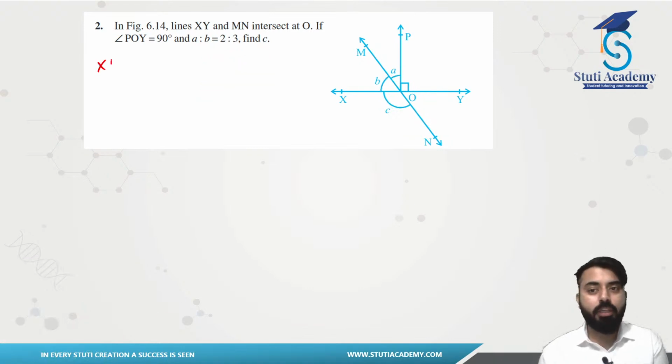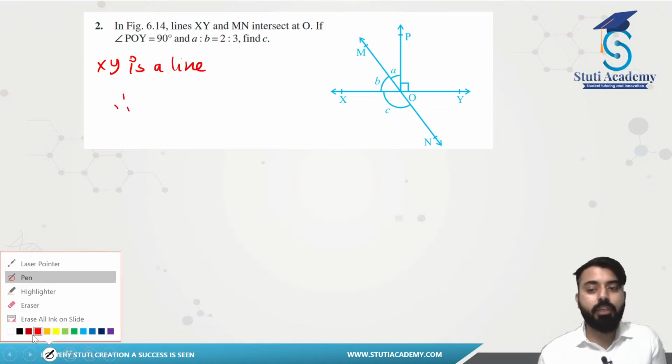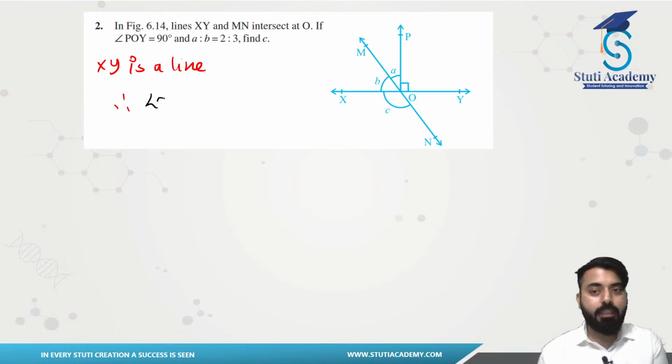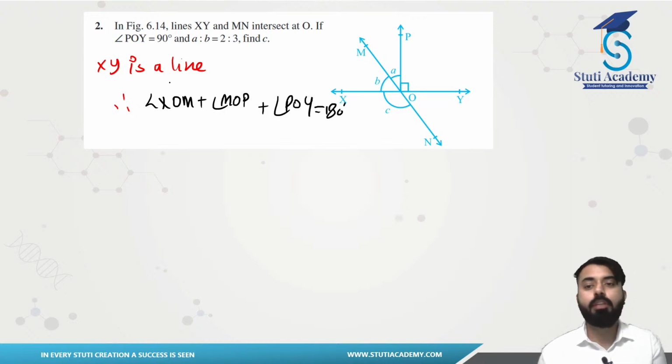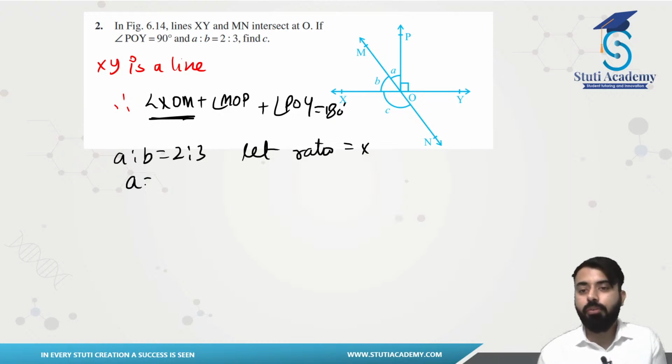So I know XY is a line, right? Therefore, we can do it like this. Angle XOM plus angle MOP plus angle POY should be 180 because that's a line. So I know A ratio B is 2:3. So if I take the ratio, let the ratio equal x. So A is 2x and B is 3x, right?